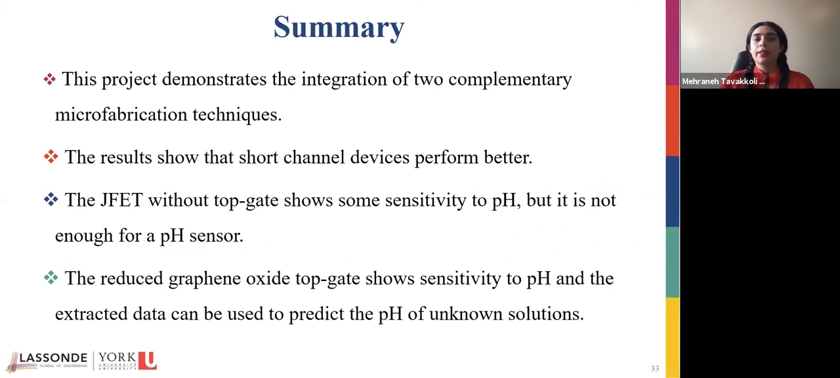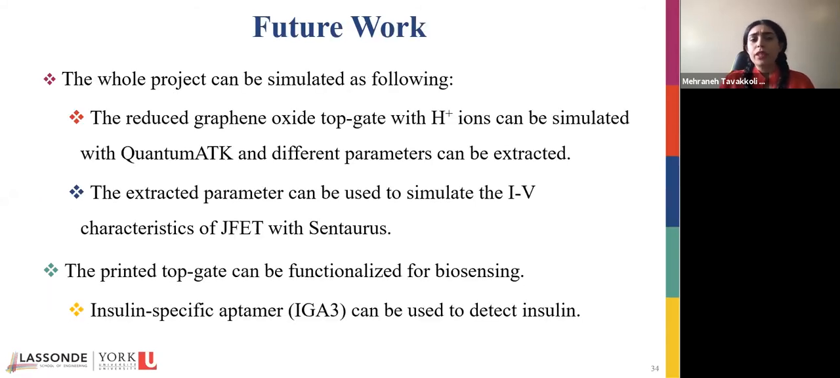As a summary, this project demonstrates the integration of two complementary microfabrication techniques, and the results show that short channel devices perform better. The JFET without the top gate shows some sensitivity to pH, but it is not enough to use it as a pH sensor. We are currently working on this project, and we definitely need more data points, but based on what we have at this moment, we can say that the reduced graphene oxide top gate shows sensitivity to pH, and the extracted data can be used to predict the pH of unknown solutions. The other thing that we're working on right now is simulating the whole project.